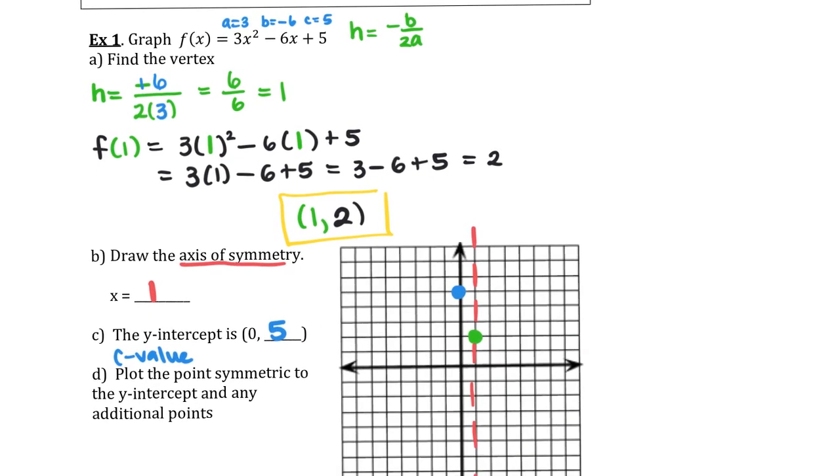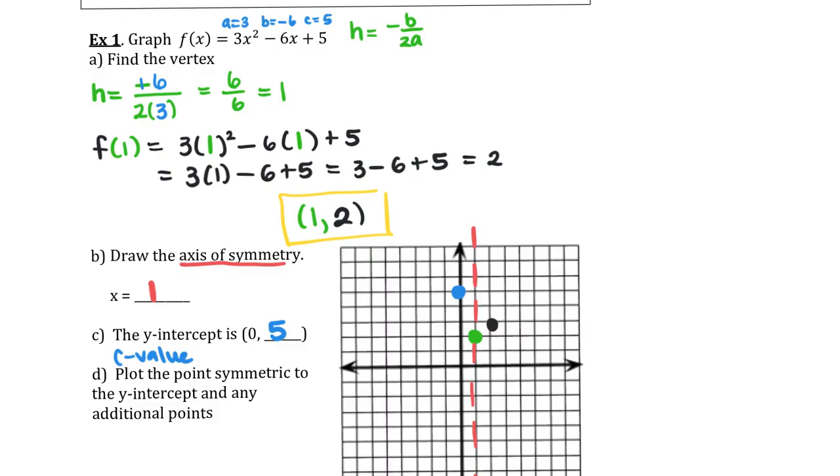Okay, what else can we do? D, plot the point symmetric to the y-intercept and any additional points. This is my y-intercept. Symmetric means it's going to be a matching point across the axis of symmetry. This is the axis of symmetry. So if there's a point over here, there needs to be a matching point over here somewhere. I need to match it exactly. In this case, this is 1 unit from the axis of symmetry. So if I go on the other side 1 unit, there should be a matching point, and that's called the symmetric point. Now this is enough points to get a decent parabola.